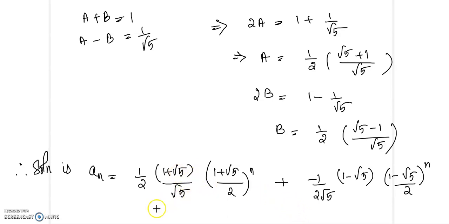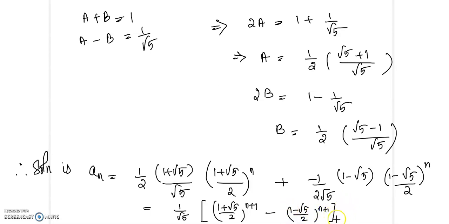Again we can write it as 1 by root 5 into (1 plus root 5 by 2) whole power n plus 1 minus (1 minus root 5 by 2) whole power n plus 1. So that is the solution.